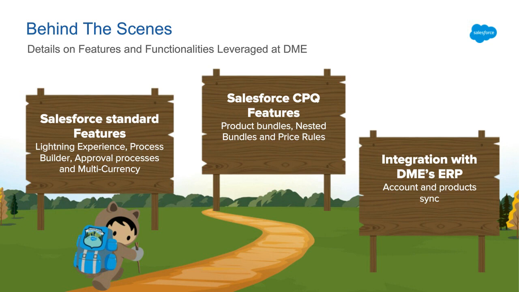So as far as the Salesforce standard features that were used on this project, well, first, Lightning Experience. So DME was using Salesforce Classic when we first started working on this project. So the first step for us was to migrate over to Lightning Experience to leverage all the powerful new features that are available on Lightning Experience. We obviously leverage Process Builder at a couple different steps of this project to automate all the processes that could be automated to reduce the time needed for the salespeople to work in there.